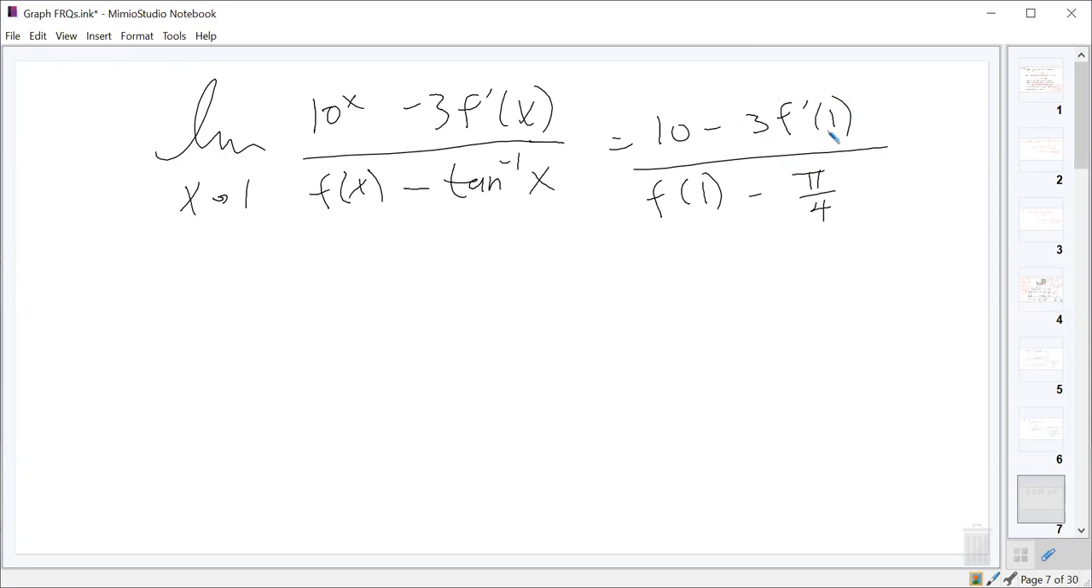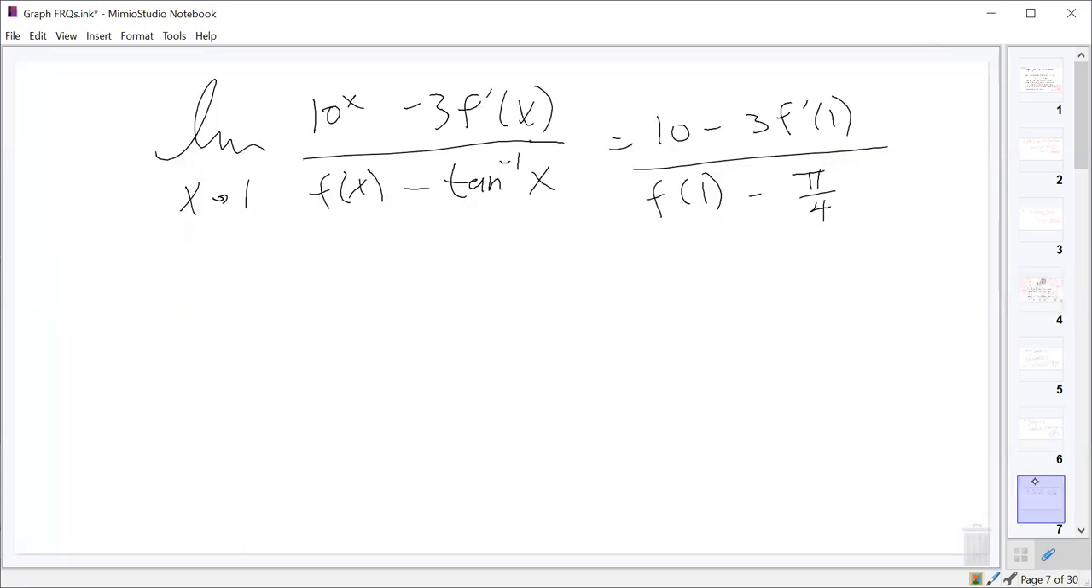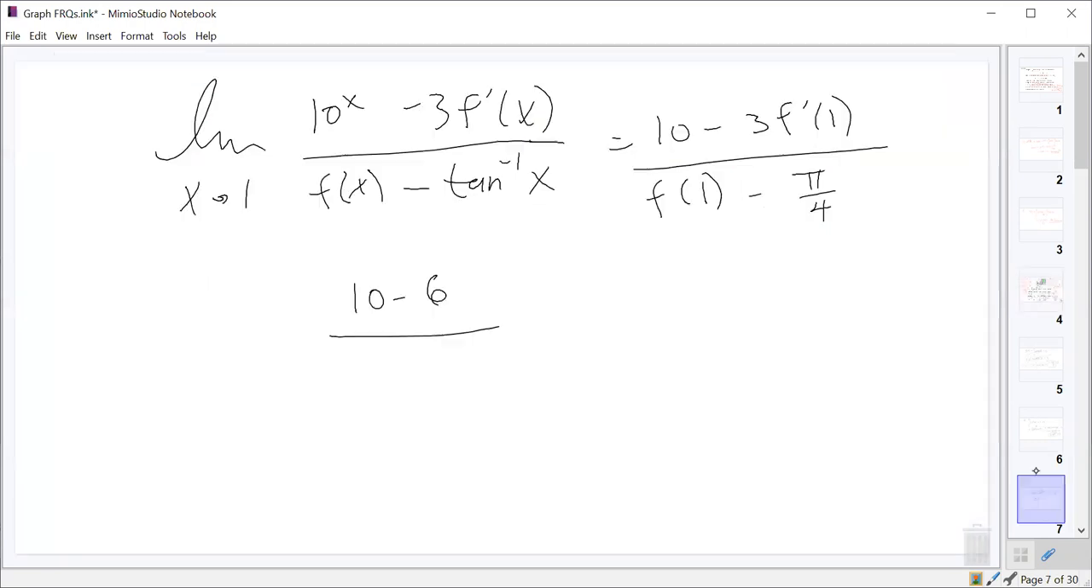So what is f prime of 1? Well, that's the slope of f at 1. So at 1, on this linear piece right here, what is the slope? Well, it goes up 2 over 1. That slope is 2, right? The slope of f at 1 is 2, so we have 10 minus 6. And then what is f of 1? Looking back at the graph, f of 1 is 1. We have 1 minus pi over 4. So your final answer should have been 4 over 1 minus pi over 4.